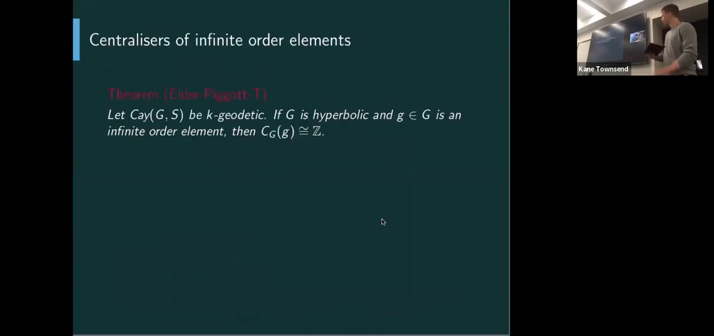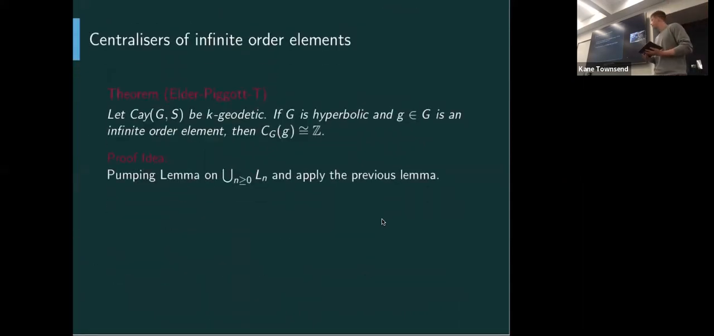And so the theorem that follows from this lemma and proposition is: if we have a k-geodetic Cayley graph, and if G is hyperbolic, then we know that the centralizer of infinite order elements is infinite cyclic. And the idea behind this proof is the pumping lemma, and applying the lemma that we proved before.